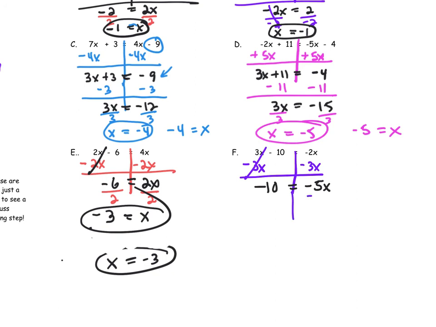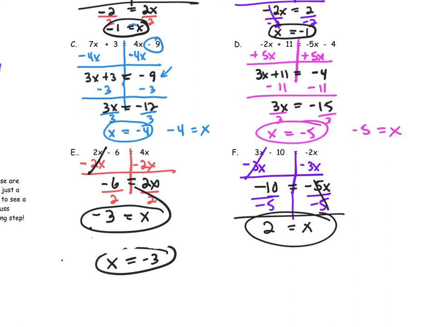So now I'm going to continue solving. I'm going to divide by -5 on both sides. A negative divided by a negative is a positive 2, and here these eliminated, leaving x.